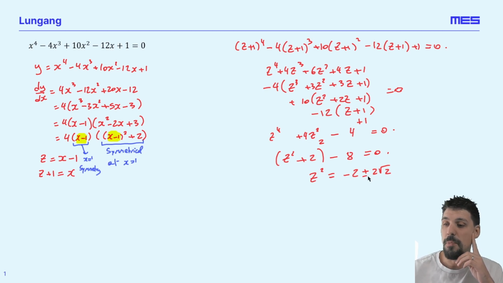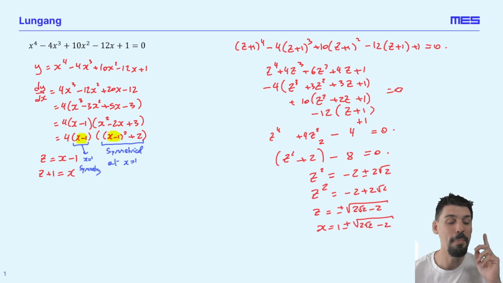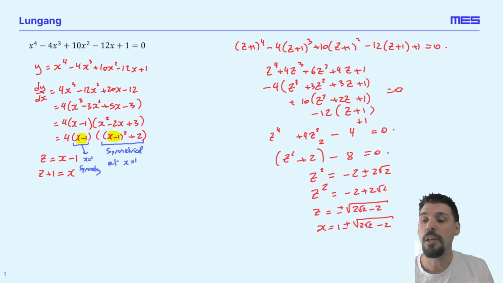Now z squared needs to be positive, so the only option here that works is minus 2 plus 2 root 2. So that tells me that z is plus or minus the square root of 2 root 2 minus 2, which tells me then that x is 1 plus or minus the square root of 2 root 2 minus 2. Not bad. Not bad at all.